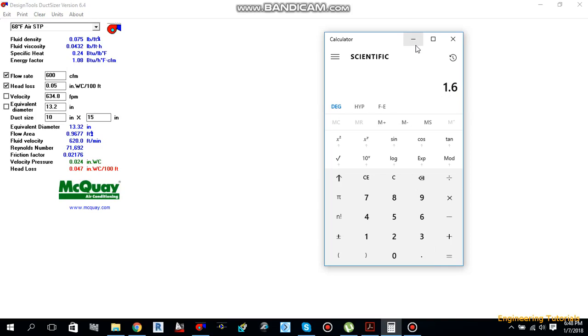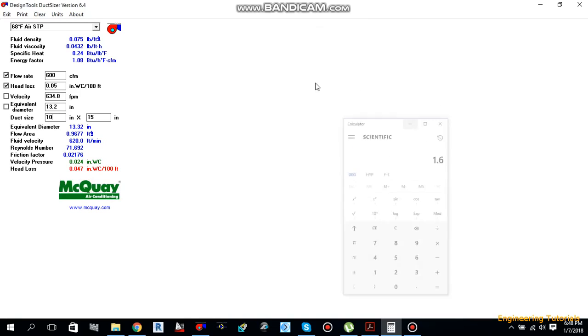And what is the maximum allowable aspect ratio? Maximum allowable aspect ratio is 4:1. Don't exceed this more than 4, because if you exceed 4, then what will happen? You will get noise issues and more friction losses inside your duct. So maximum allowable aspect ratio is 4:1. So let's move and change this size to 12. As you can see, 12 by 12 we are getting the 1:1 aspect ratio.